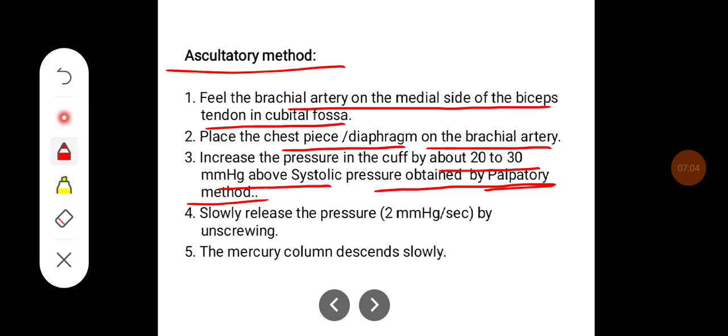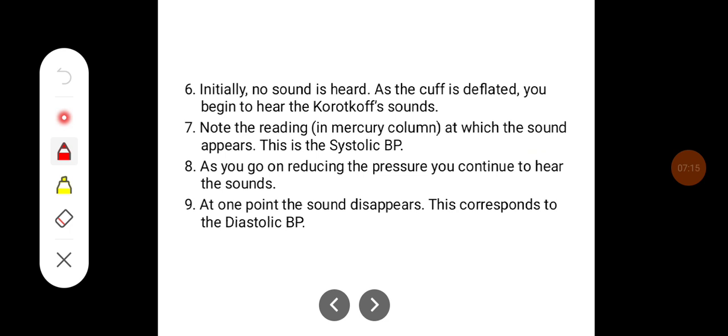After that, slowly release the cuff pressure 2 mm per second by unscrewing. The mercury column descends slowly. Initially, no sound is heard. As the cuff is deflated, you begin to hear the Korotkoff sounds.